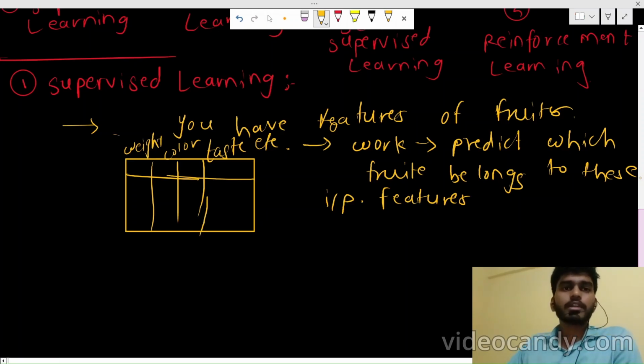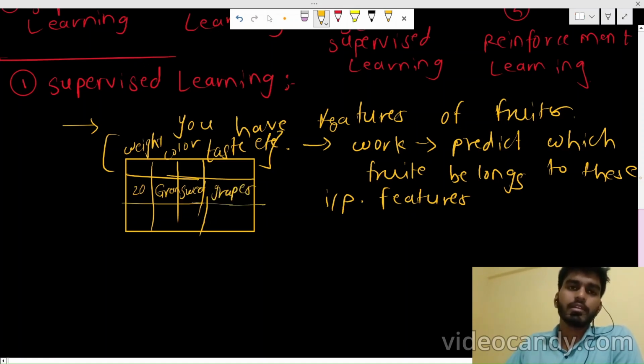So these features are the input features, and the output column will contain which fruit belongs to these features. Let's say there is a fruit which has 20 grams of weight, the color is green, and the taste is sweet, then it belongs to grapes, right? Take the next example.